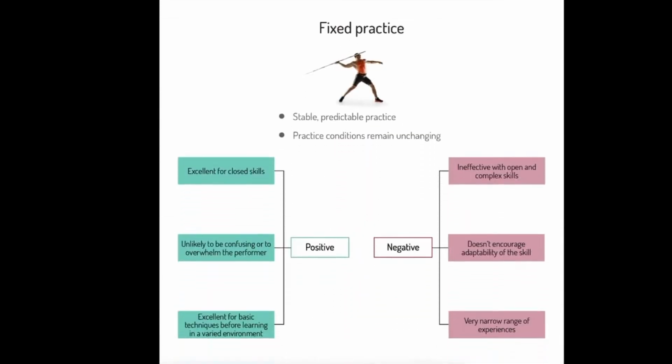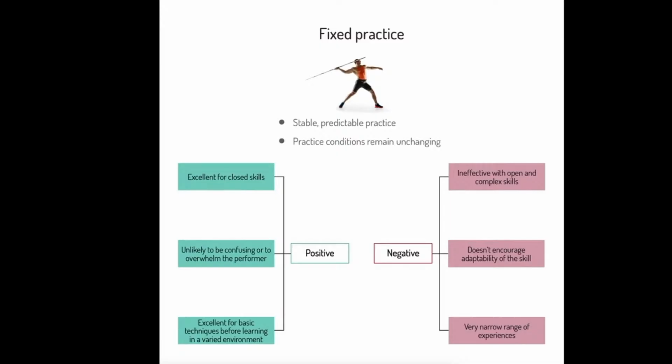Now we're moving into a different sort of notion here. Fixed, and then a second variable. This is the types of practice, of course, but this is now linking into how you actually set up the practice environment. So it's more closely related to that. So it's a stable, predictable practice. Now, from looking at these words, you should already know what kind of skills fixed practice is going to be used for. And its practice conditions remain unchanging. So again, this should tell you what our fixed practice is going to be used for.